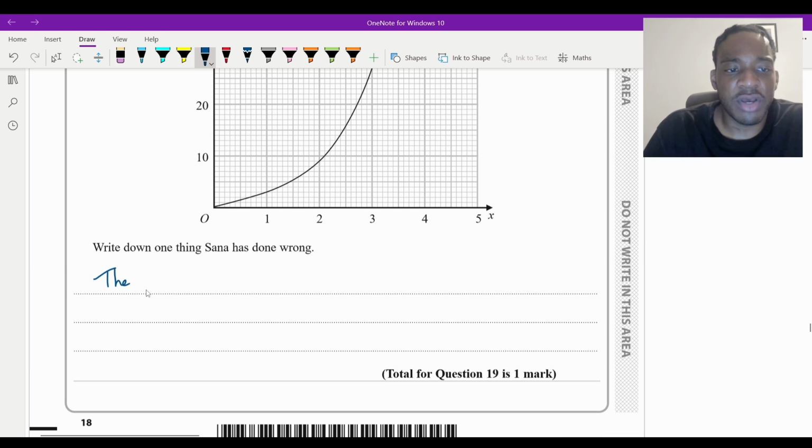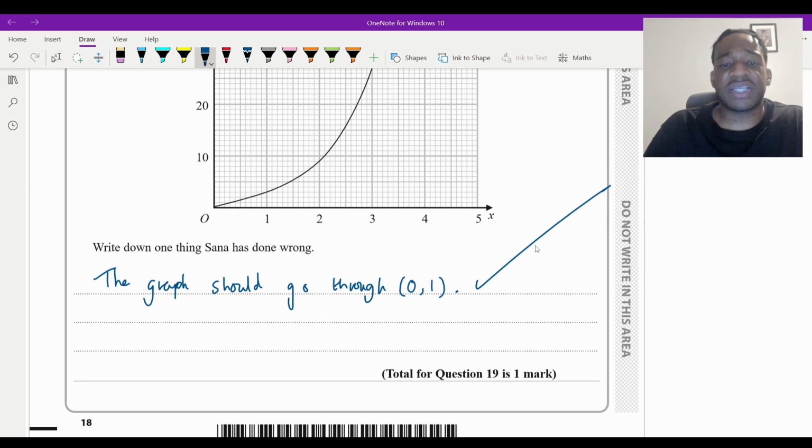So I'll do it here. The graph should go through the coordinate where x equals 0, y equals 1. And that's it. 1 mark.